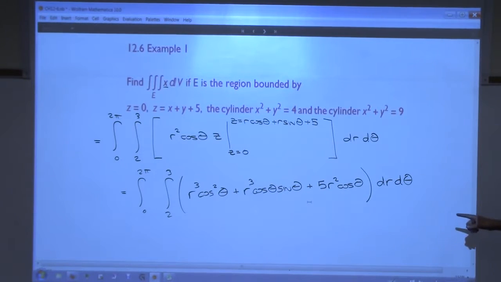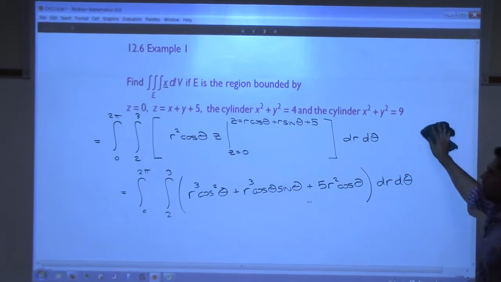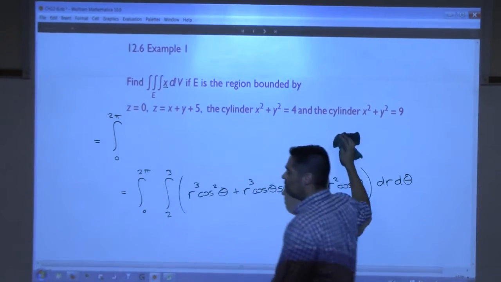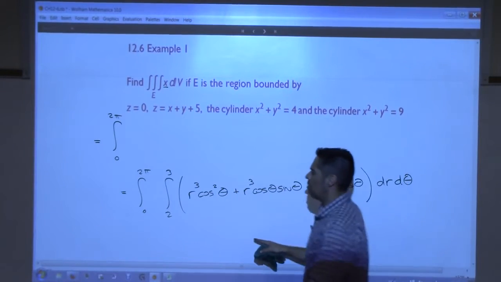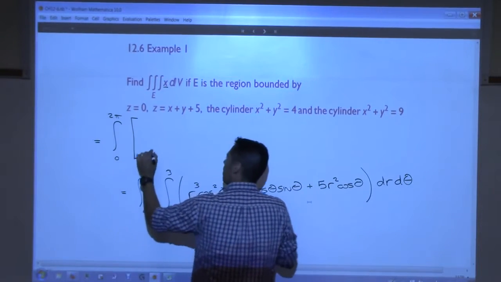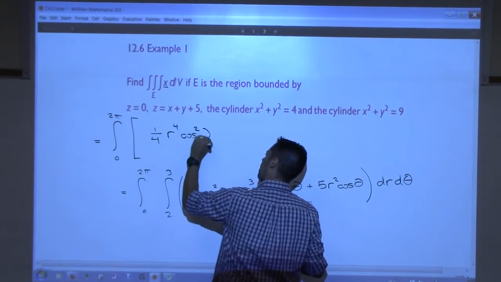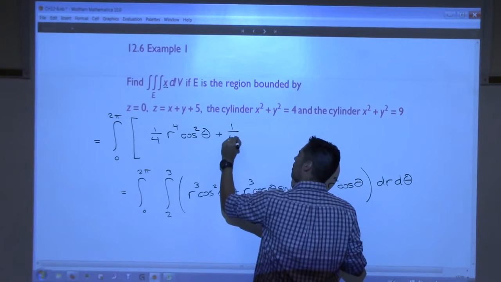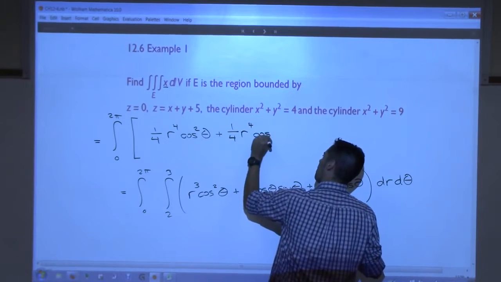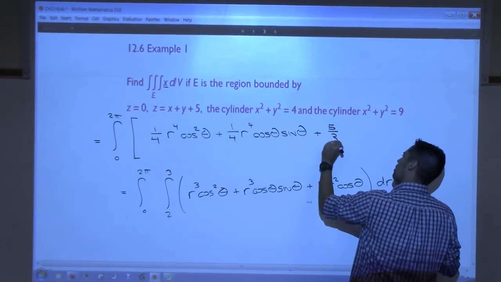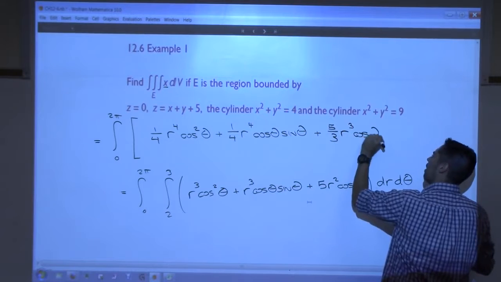Now I get to integrate with respect to r. I think I don't have enough time to move on and do more, so let me just finish this off. If I integrate this with respect to r now, I'm going to be in the middle integral. Antiderivative of this with respect to r is pretty easy to get. So 1/4 r to the 4th cosine squared theta plus 1/4 r to the 4th cosine theta sine theta, and then plus 5/3 r to the 3rd cosine theta.